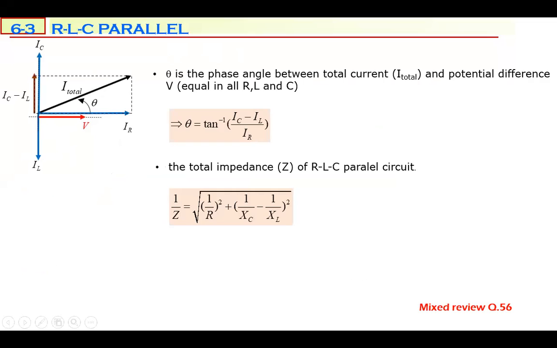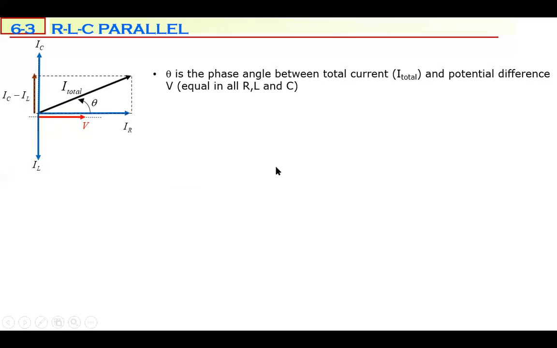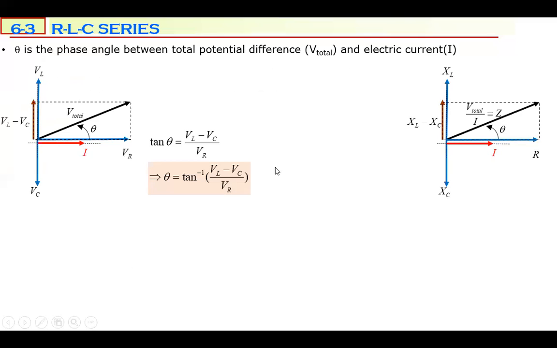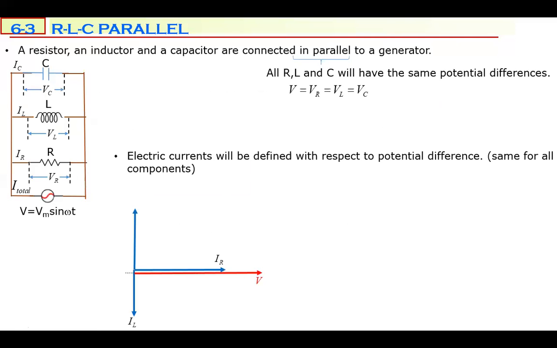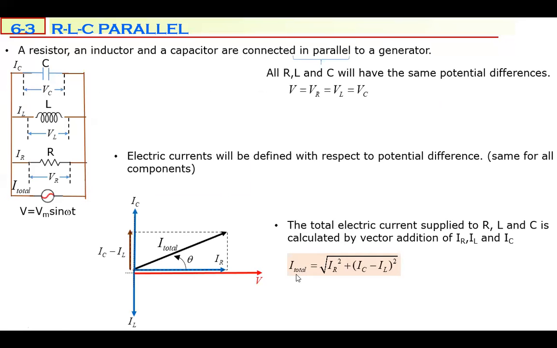Teacher, can you please quickly explain the other equation? 1 over Z is equal to the square root of 1 over R squared... This proof is a little long, but in fact, it's coming from the electric current equation, this one. From this equation, we got it. You can do it on your own.